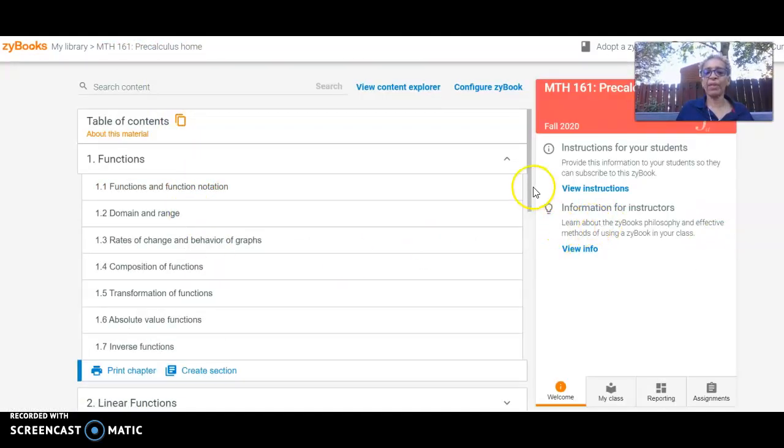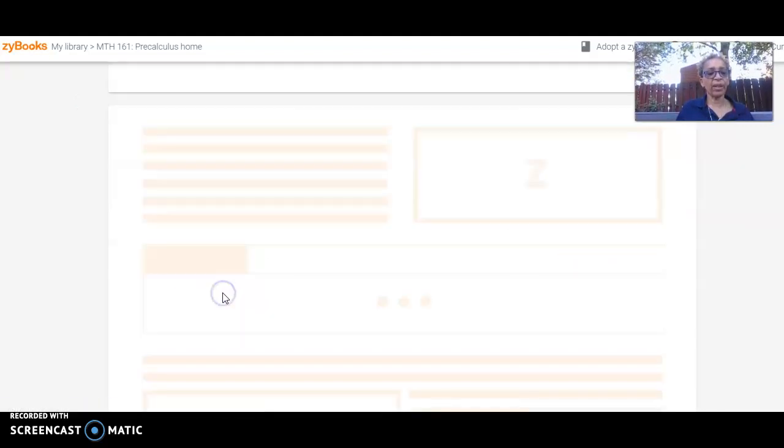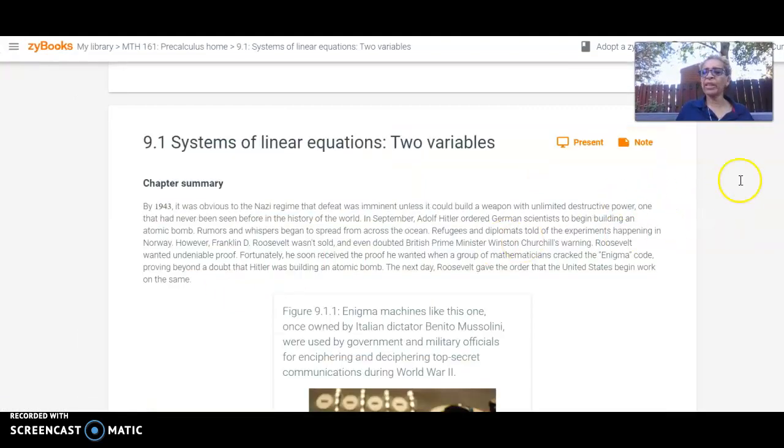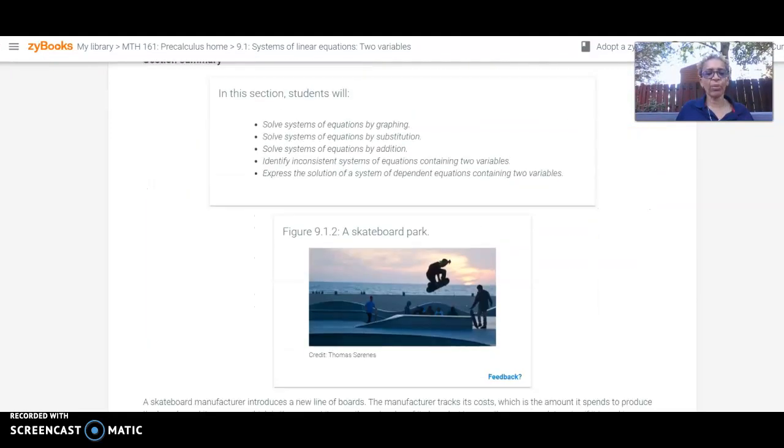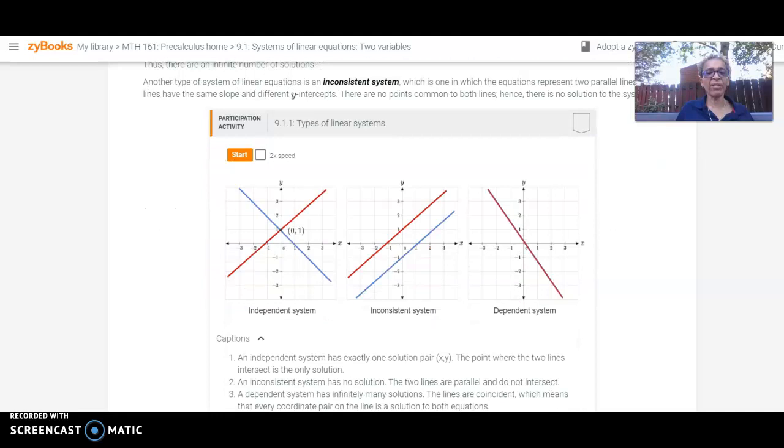But let's look at 9.1 just to have an overview. So this is the zybook. Go to, say, 9.1. Click on 9.1. You're going to go through, and you'll see different activities. Here's the first participation activity, and if we click on it, it says start. It has an independent system, inconsistent, because these two are parallel. That means there's no solution, no crossing point. Here's the crossing point. And this is dependent, means all the lines are actually the same line.